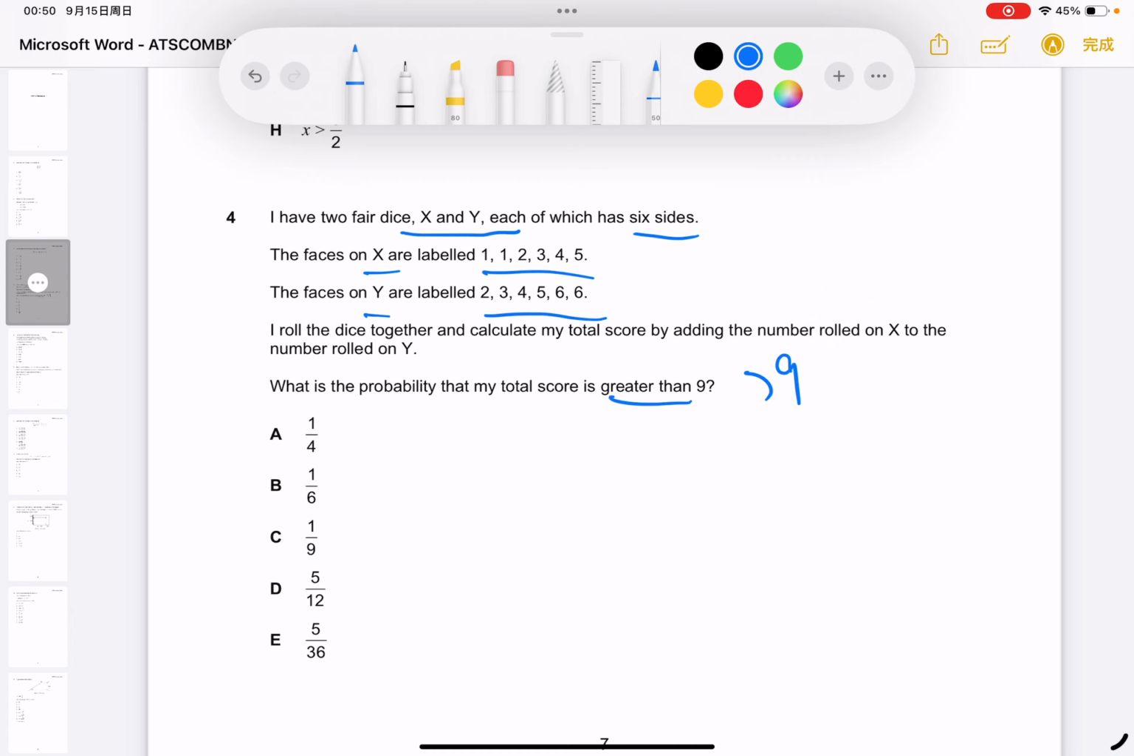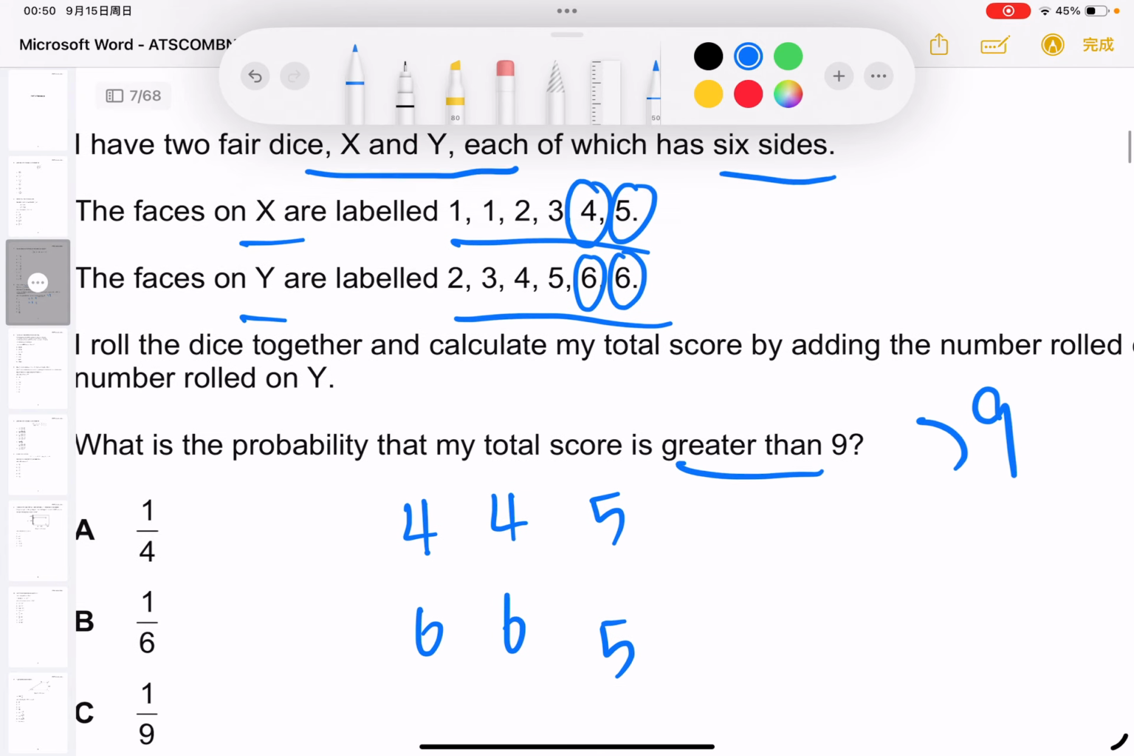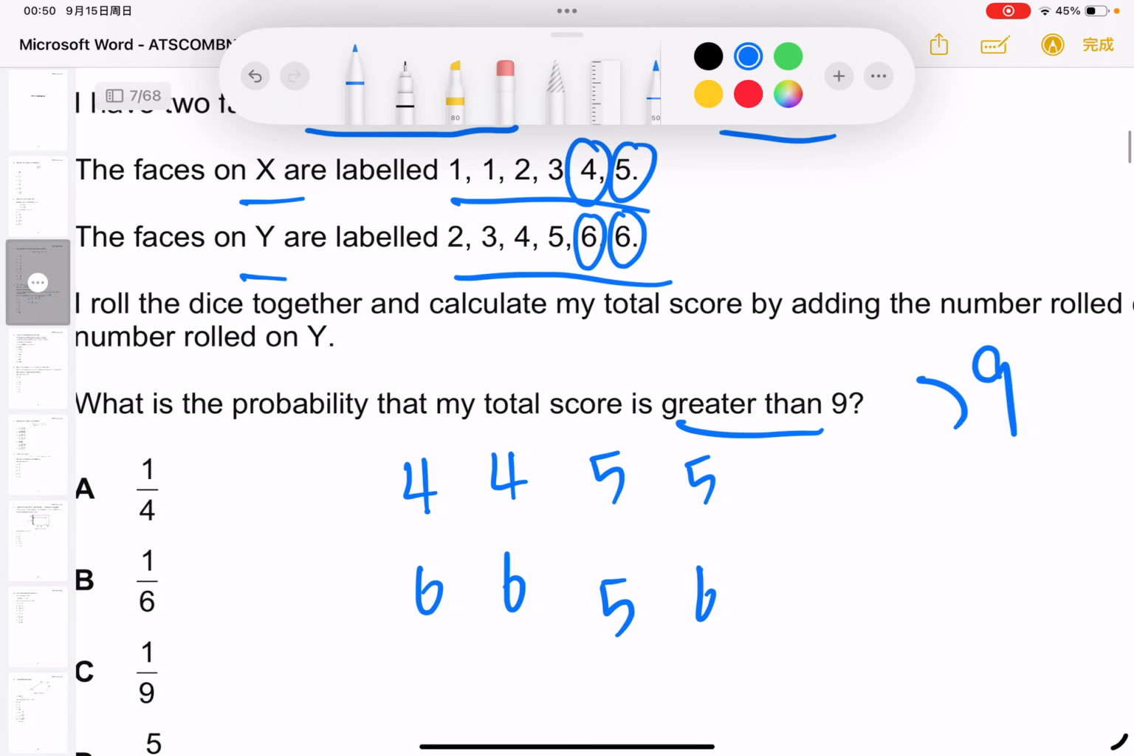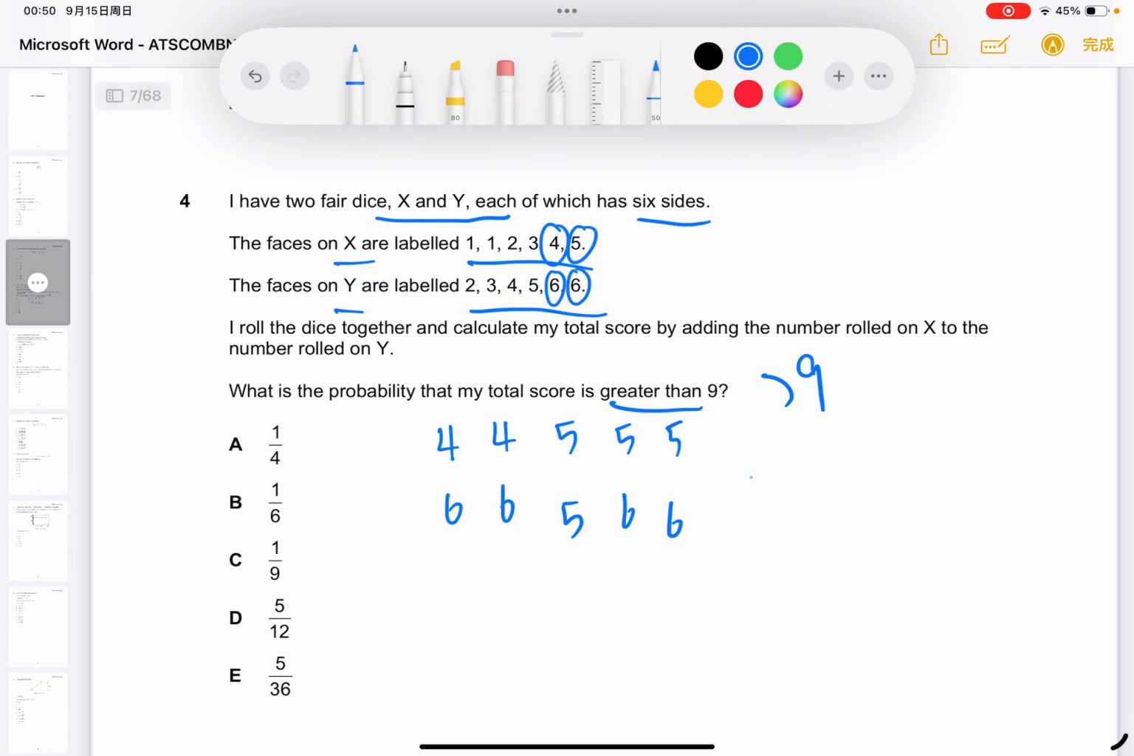So let's start by listing out the combinations. And we look at something quite interesting. Let's start with number 4. So 4 and 6 makes one with this one, and 4 and 6 makes one with this one. So 2, 4, and 6. How about 5? So 5, 5, and 5, 6, and 5, 6. So here are all, we got a total of 5 combinations.